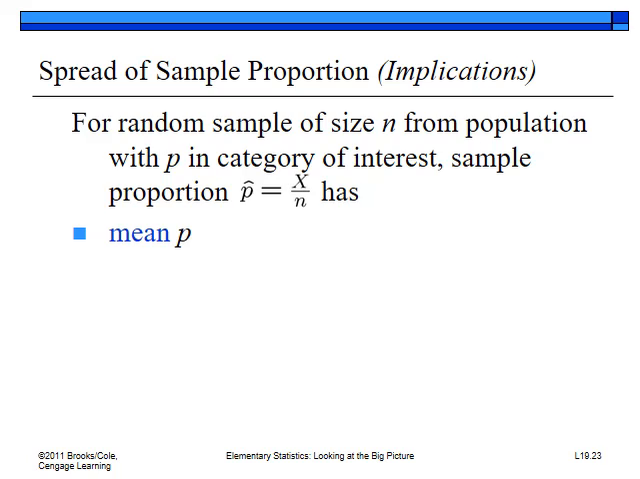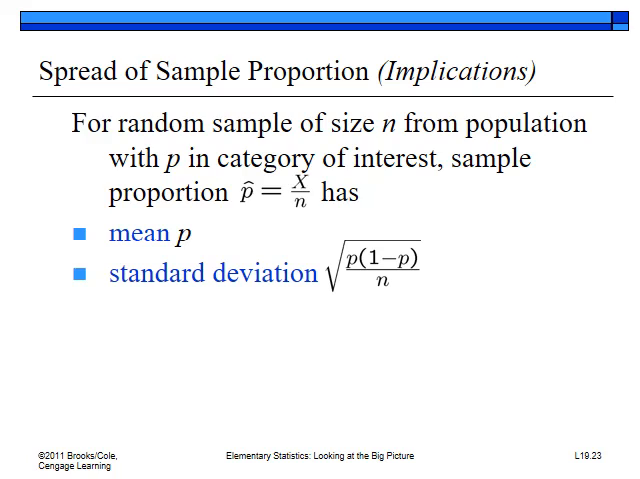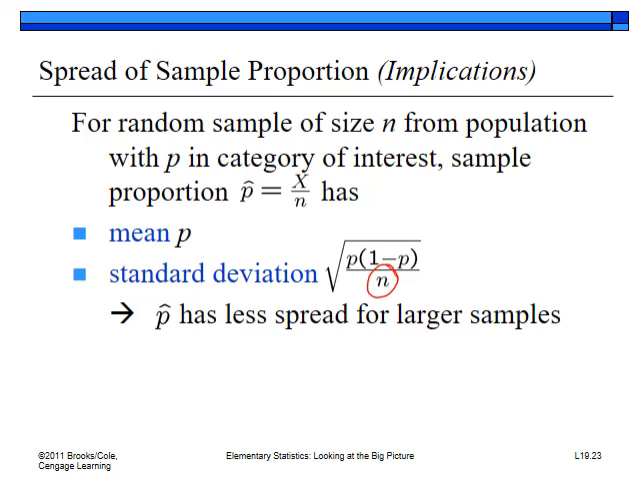So we've talked about the center. Let's talk about the spread. Remember that for this distribution, the standard deviation is given by this formula, which we saw back in the section on binomial random variables. Now, the important thing here is the n. Notice that n in the denominator of that fraction underneath the square root. As n gets bigger, that is, as the sample size gets bigger, that fraction gets smaller. That means that as n goes up, the spread goes down.